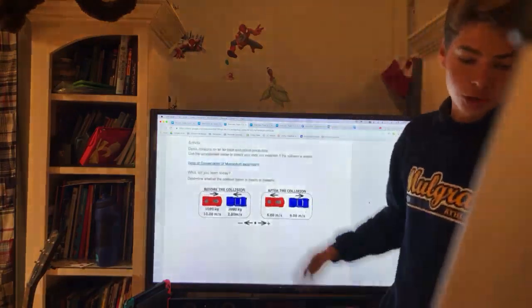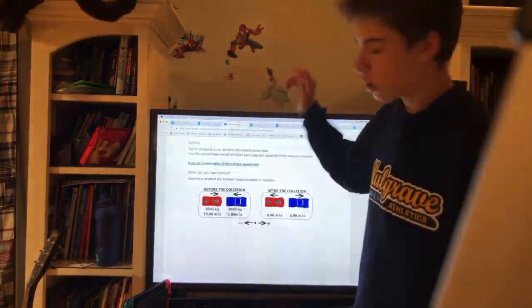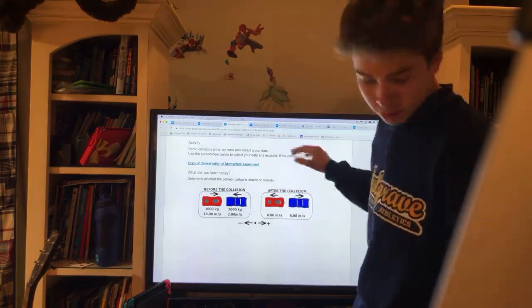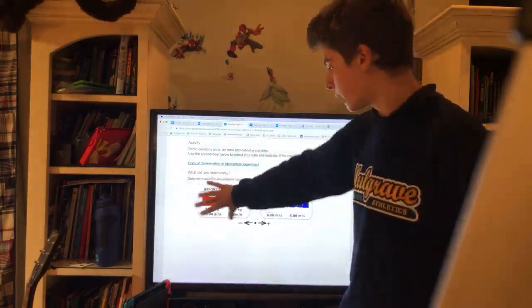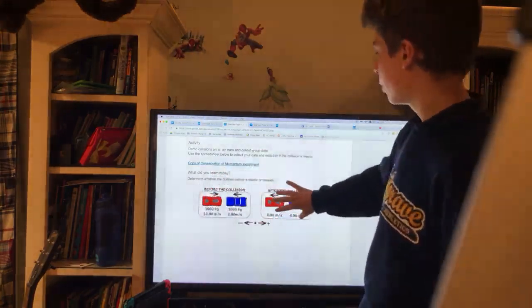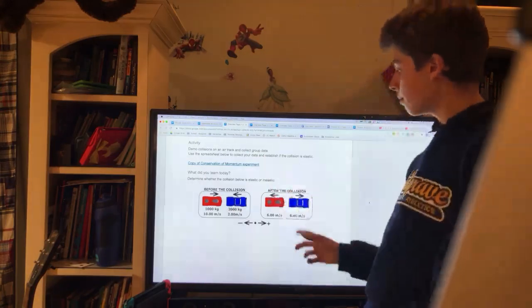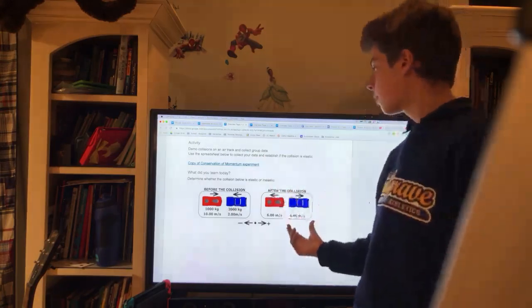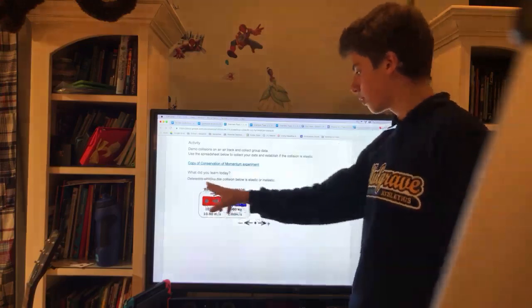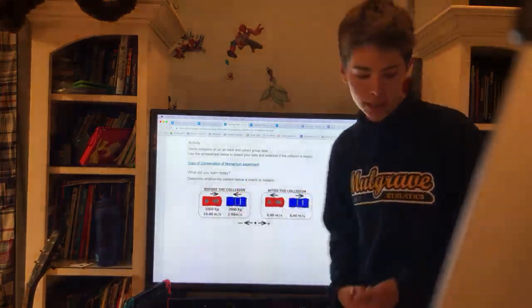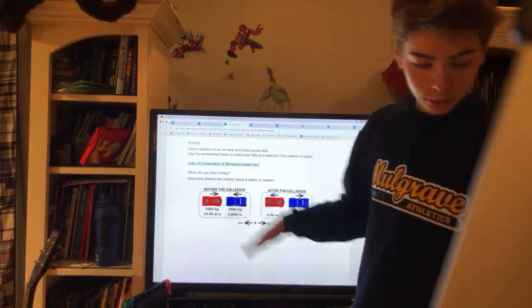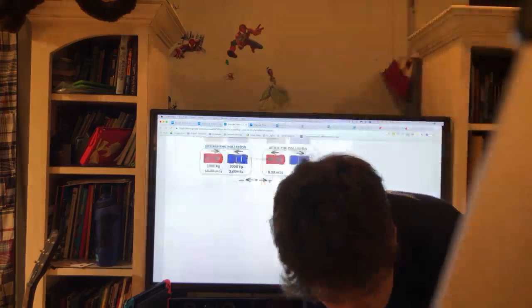And here's another question. Same thing, the momentum before is the same as the momentum after. So you multiply all of these numbers, find the missing variable, get that number, and then multiply it here. Here it's asking whether the collision below is elastic or inelastic. I don't know because I can't do the math right now. I can't write on this. Kind of wish I could though.